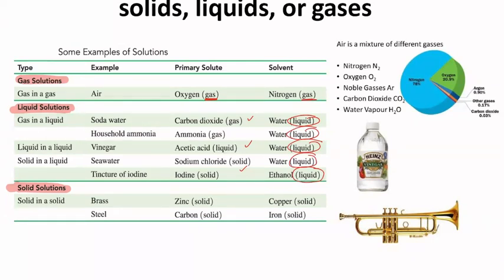Lastly, we have a solid solution. And when we have a solid solution, understand that our solute and our solvent must be solid. Two examples that I have here of a solid solution include brass and steel. Brass and steel, as you can see, the solute and the solvent are going to be elements that are metal. But it is important to note that the zinc and copper in the case of brass, or carbon and iron in the case of steel, are not chemically linked to one another. They're just physically mixed, okay?